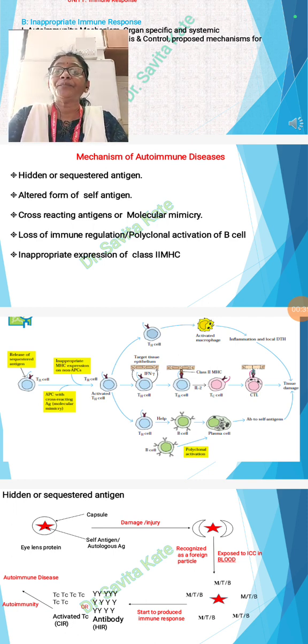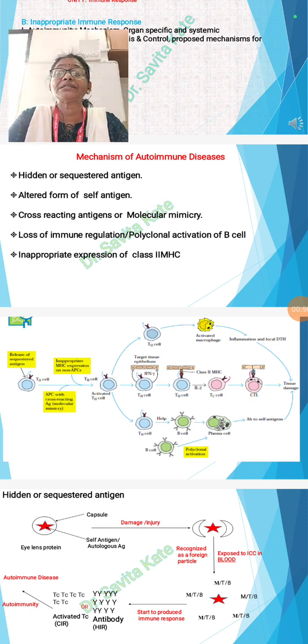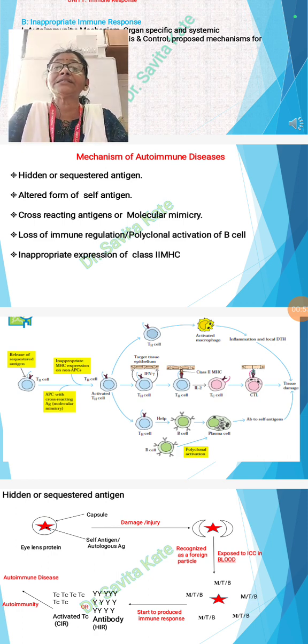So there are a few mechanisms by which we can understand how autoimmune diseases occur in human beings. The main important mechanism, the genuine main mechanism of autoimmune diseases, is the hidden or sequestered nature of antigen that is responsible for the autoimmunity. Hidden or sequestered nature of antigen is the main cause of autoimmune disease.